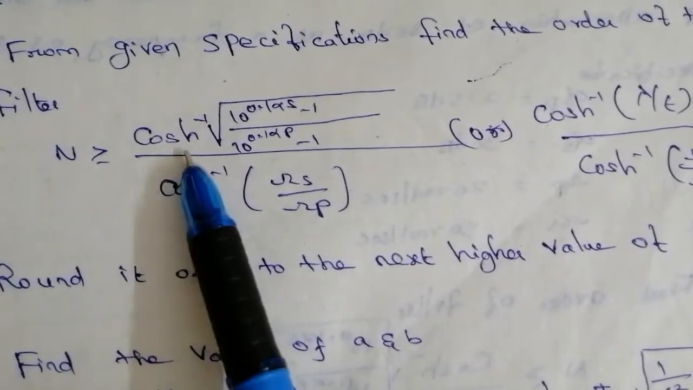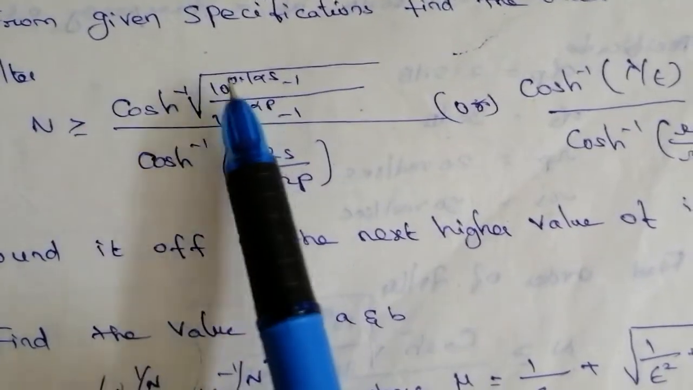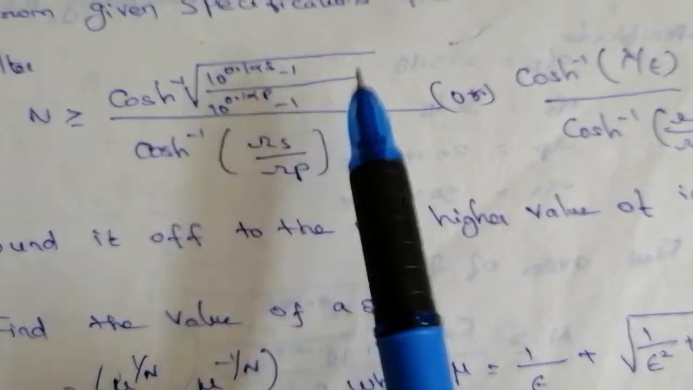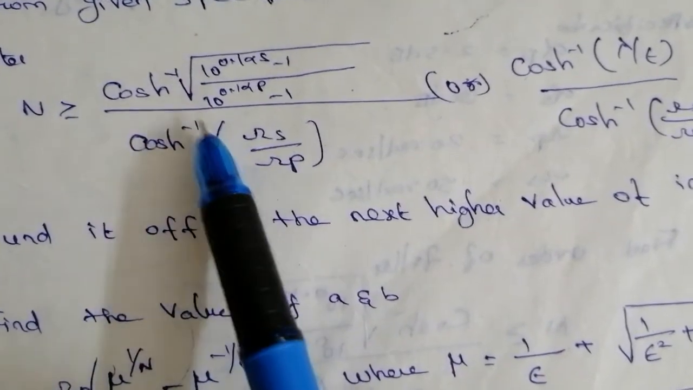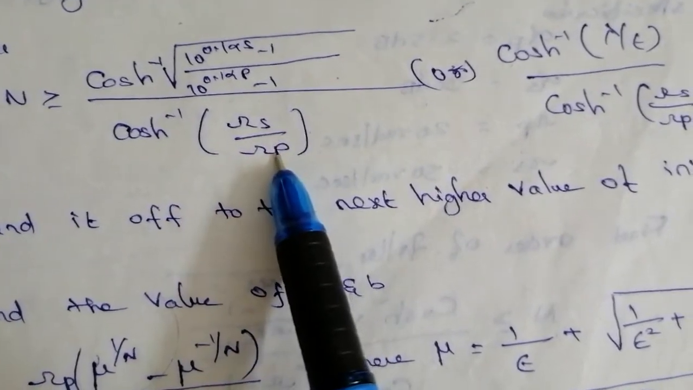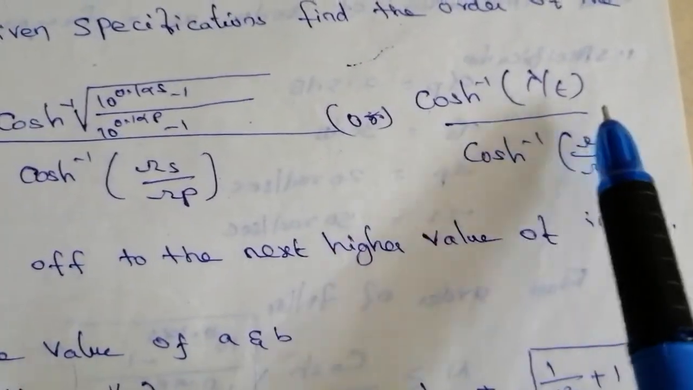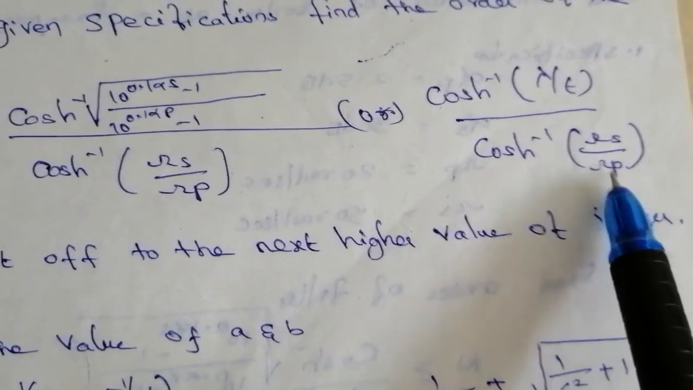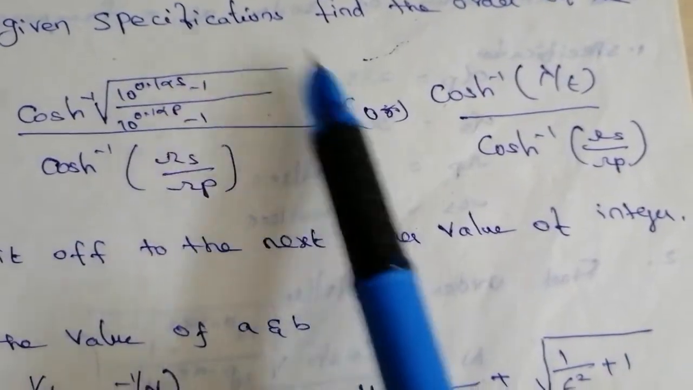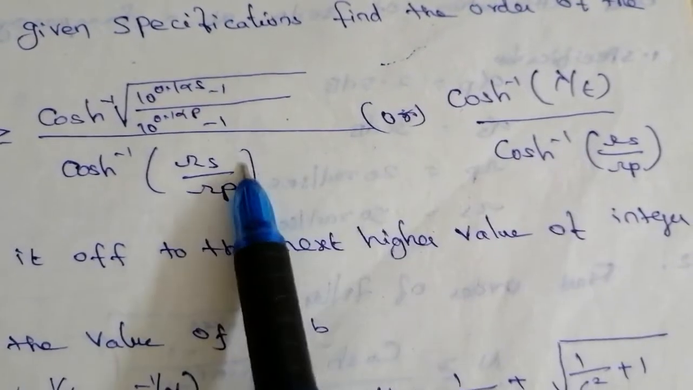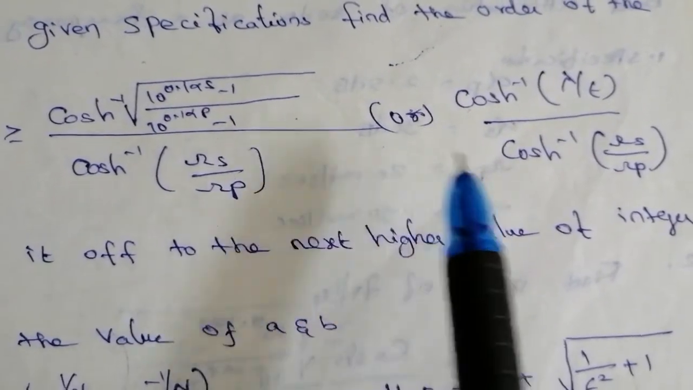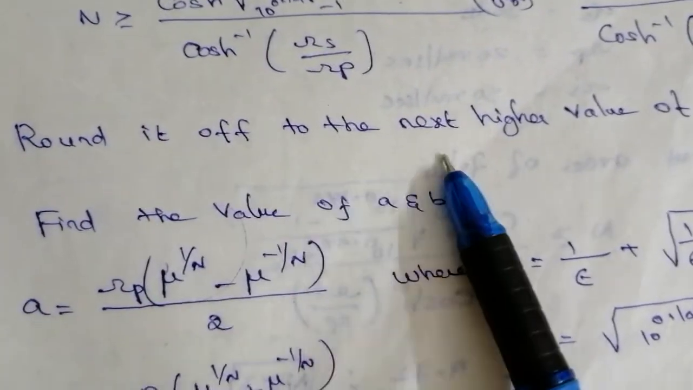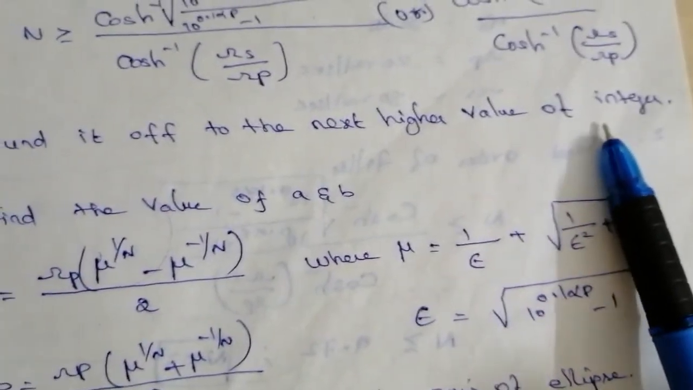N is greater than or equal to cosh inverse of square root of (10 to the power 0.1 alpha s minus 1) divided by (10 to the power 0.1 alpha p minus 1), divided by cosh inverse of sigma s by sigma p, or cosh inverse of lambda by epsilon divided by cosh inverse of sigma s by sigma p. Based on the specification we have to choose any one formula, which is similar to the Butterworth filter. Then the second step is also the same: round it off to the next higher integer value, right?